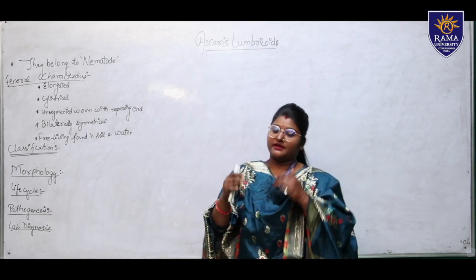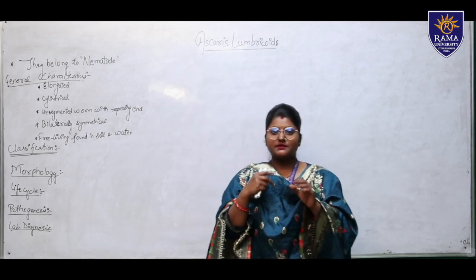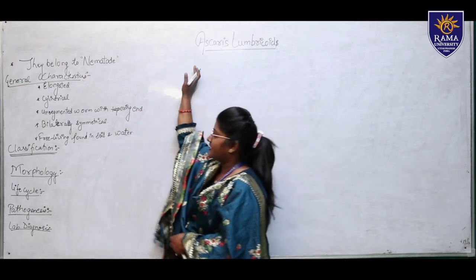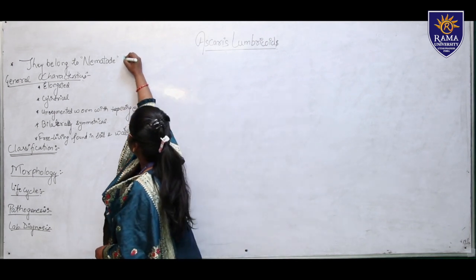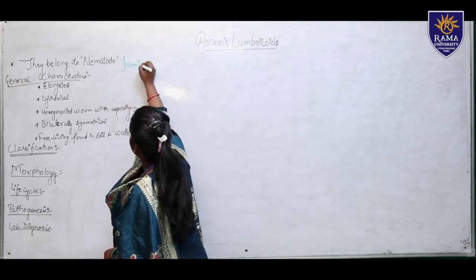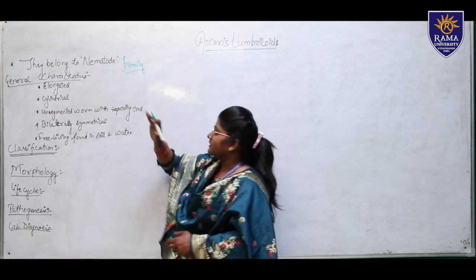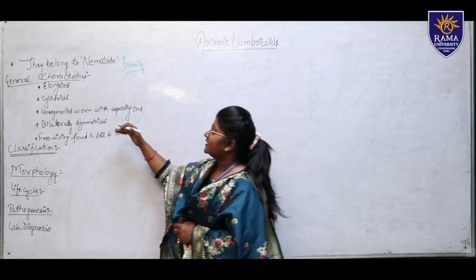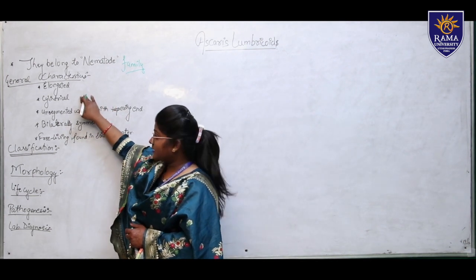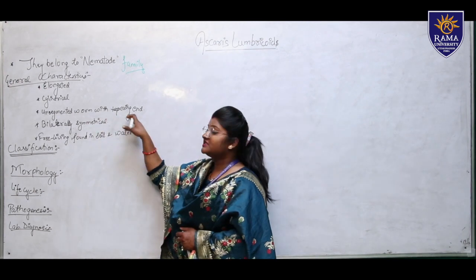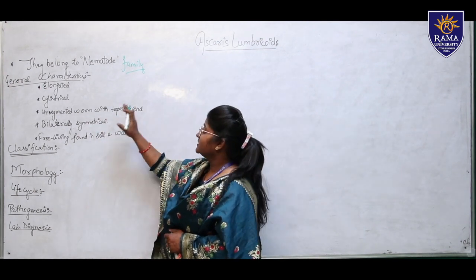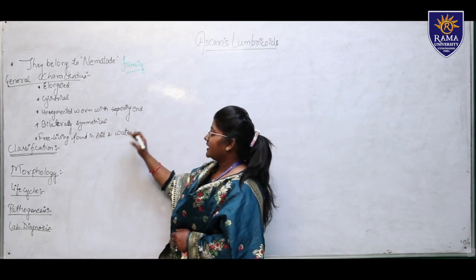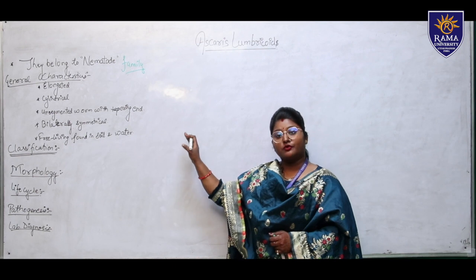Before starting with Ascaris lumbricoides, let's recall its family. Ascaris belongs to the family nematode. The general characteristics of this family are that they are elongated, cylindrical in shape, unsegmented worms with a tapering end. They are bilaterally symmetrical and free living, found in soil and water.